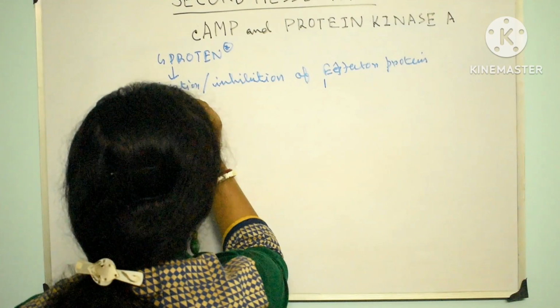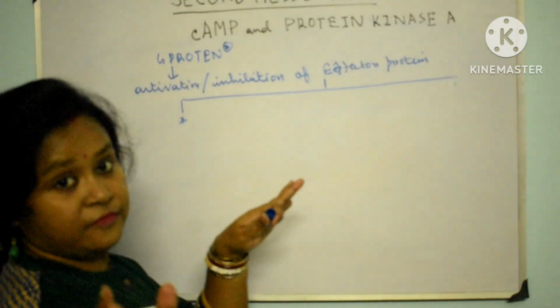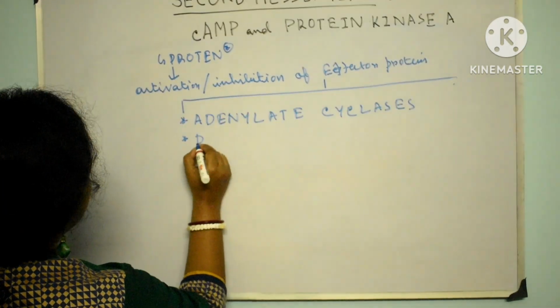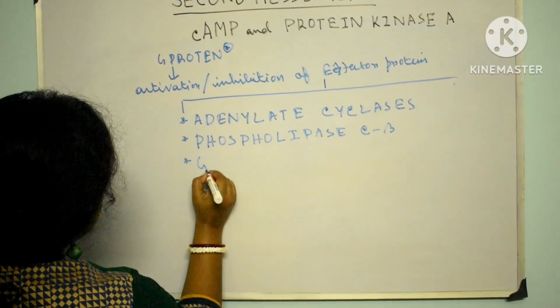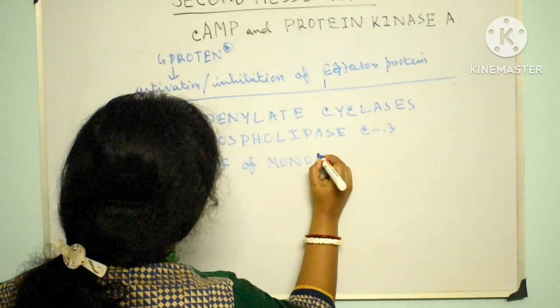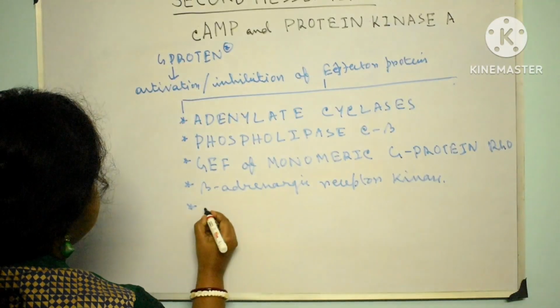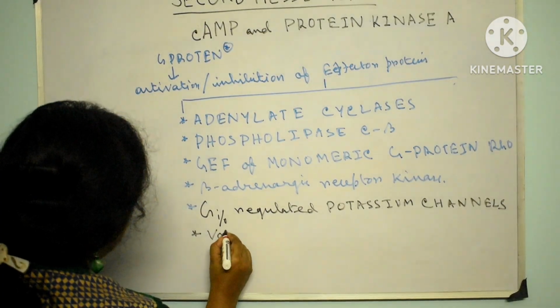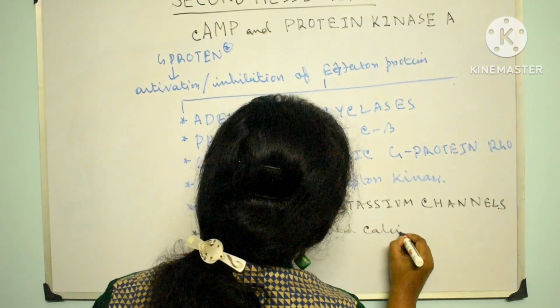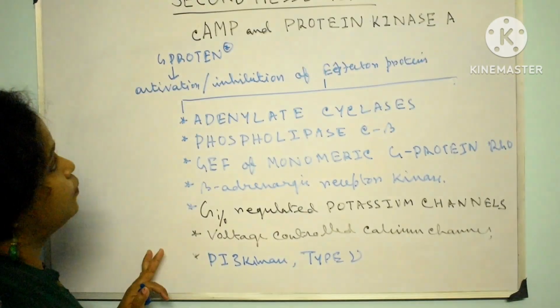The major effector proteins of GPCR are, concentrate on this very carefully, very important: first, adenylate cyclases; phospholipase C beta; next, GEF of monomeric G protein Rho; beta adrenergic receptor kinase; Gi/o regulated potassium channel; voltage controlled calcium channel; PI3 kinase type gamma. All of these are effector proteins of G protein.